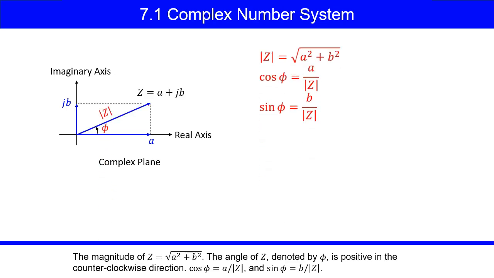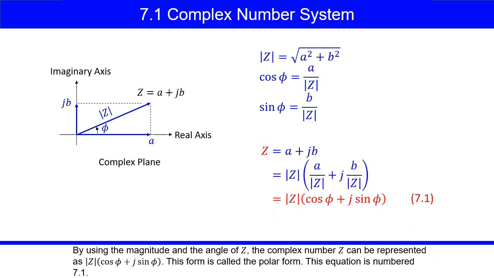The magnitude of Z equals square root of A squared plus B squared. The angle of Z, denoted by phi, is positive in the counterclockwise direction. Cosine phi equals A over the magnitude of Z, and sine phi equals B over the magnitude of Z. By using the magnitude and the angle of Z, the complex number Z can be represented as the magnitude of Z, times cosine phi plus J sine phi. This form is called the polar form. This equation is numbered 7.1.